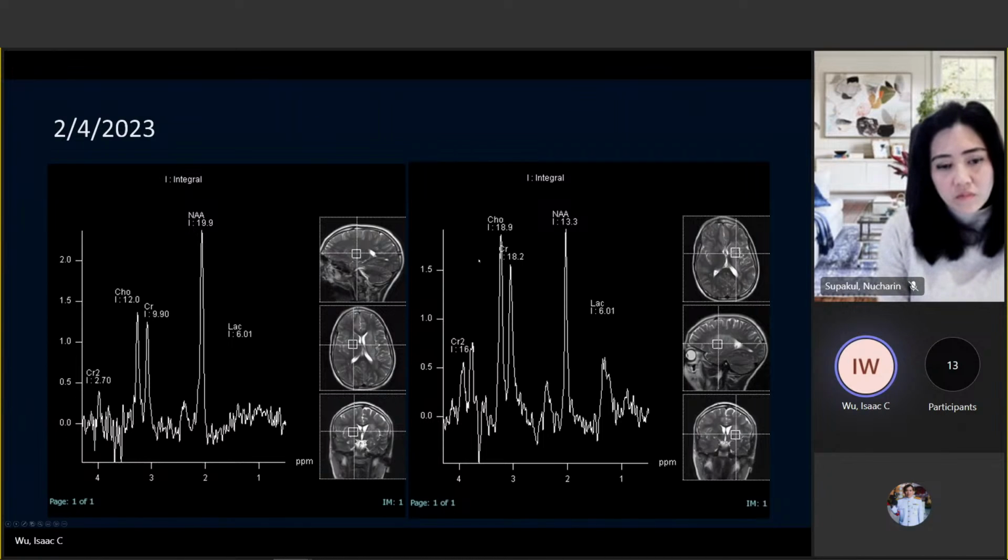In the high-grade pattern, typically you have a reverse Hunter's angle, in that choline would be much more elevated and NAA depressed. Sometimes you can have a severe elevation of lactate.